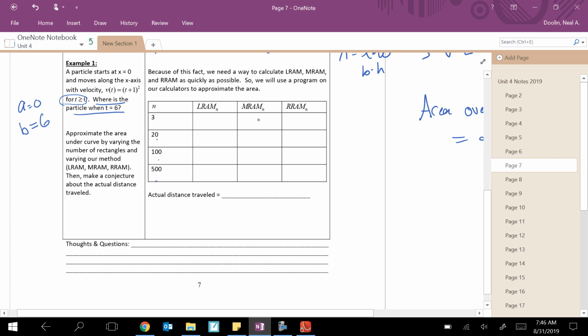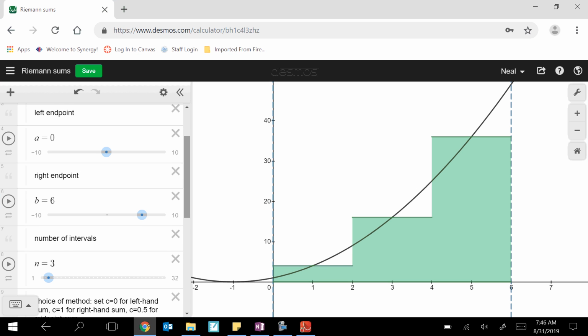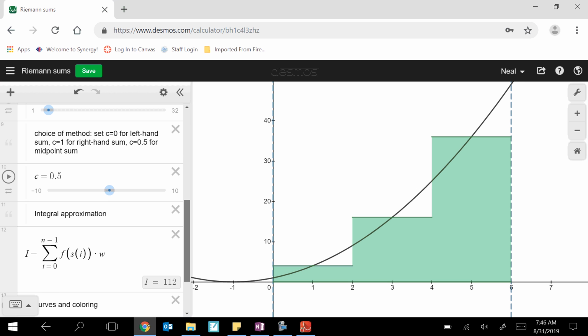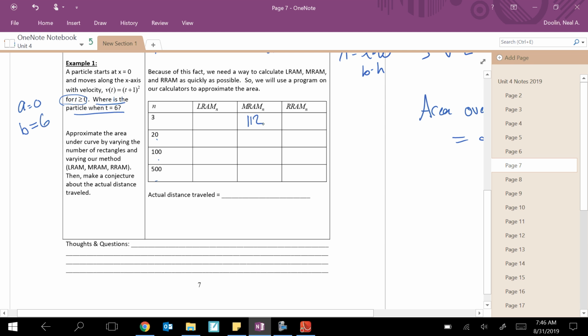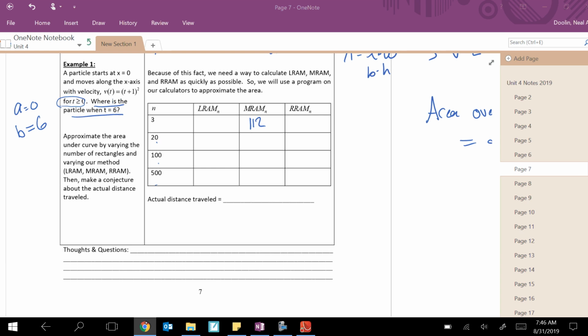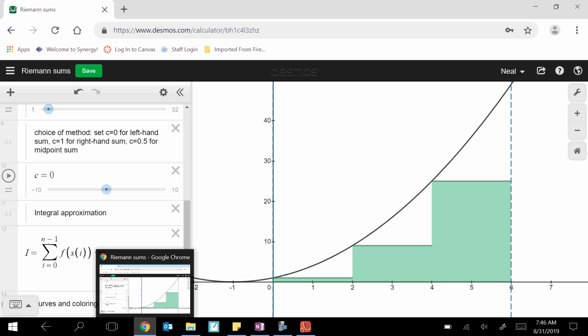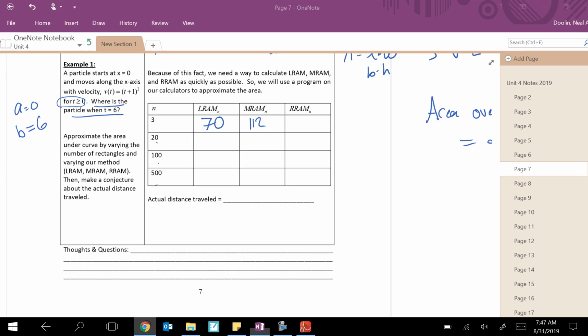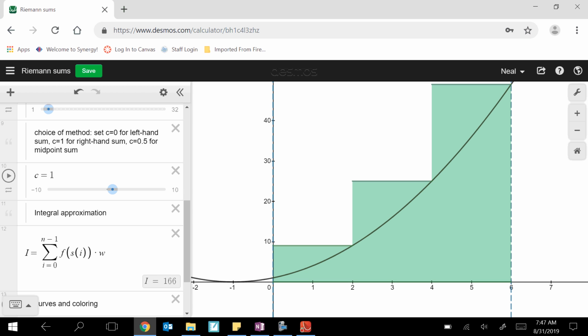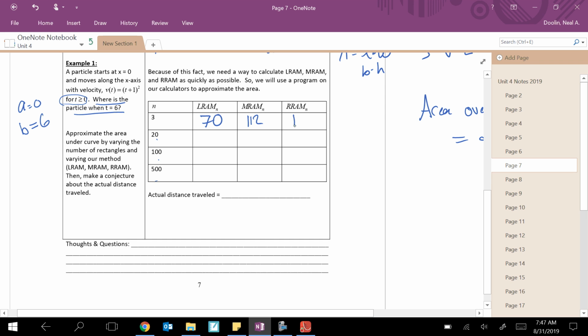So what did I put on Desmos first? I think I left it at midpoint. So let's see. For the midpoint approximation, that'd be 112. Then I'll set this to 0, so that way it gives me the left side. And see how now all my rectangles are smaller. Okay, all right. 70. And then one more. So now they're all built on the right side. You can see that's way too much area. That'd be 166.